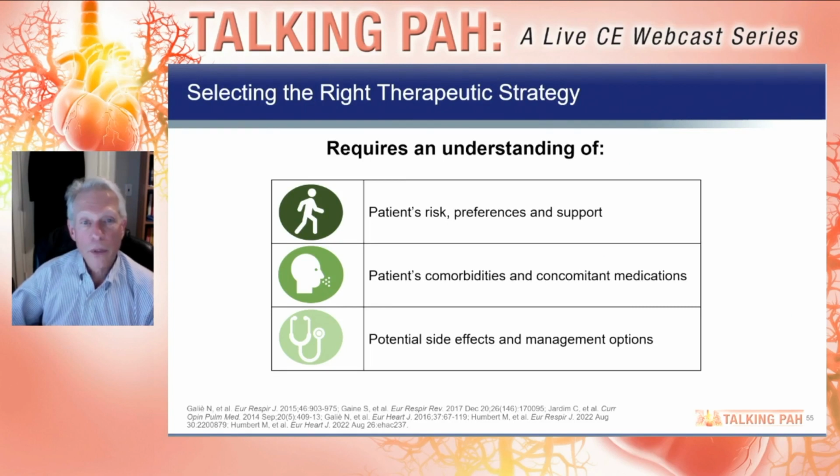Selecting the right therapeutic strategy really requires an understanding of what are the risks versus the benefits. What is the patient able to not only tolerate, but work with? Many of these therapies require the patient to be adept at it. You talk about IV therapy. The patient needs to be able to manage their IV therapy, from catheters and subcutaneous injectors to pumps. And that can be complicated, and not all patients are able to do that.